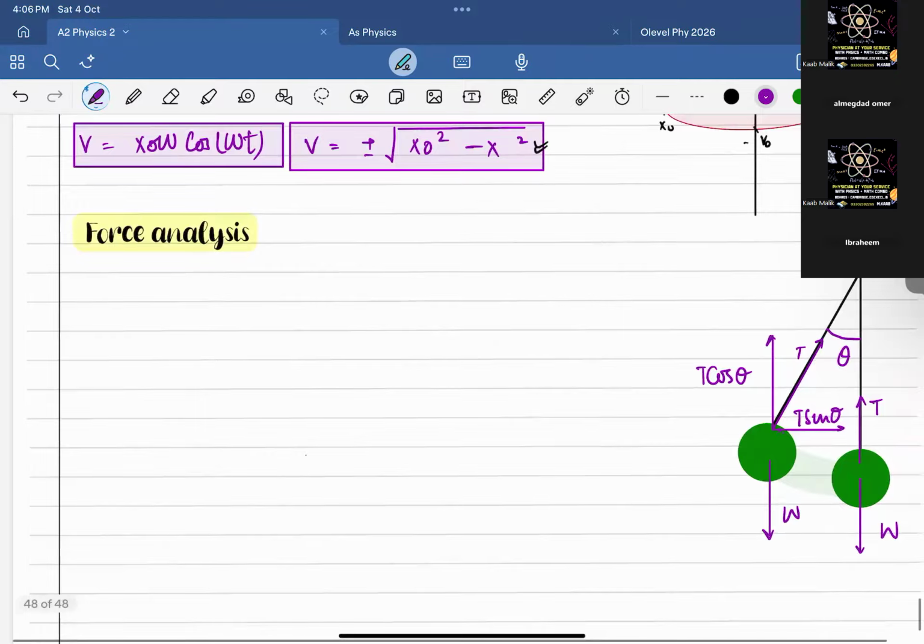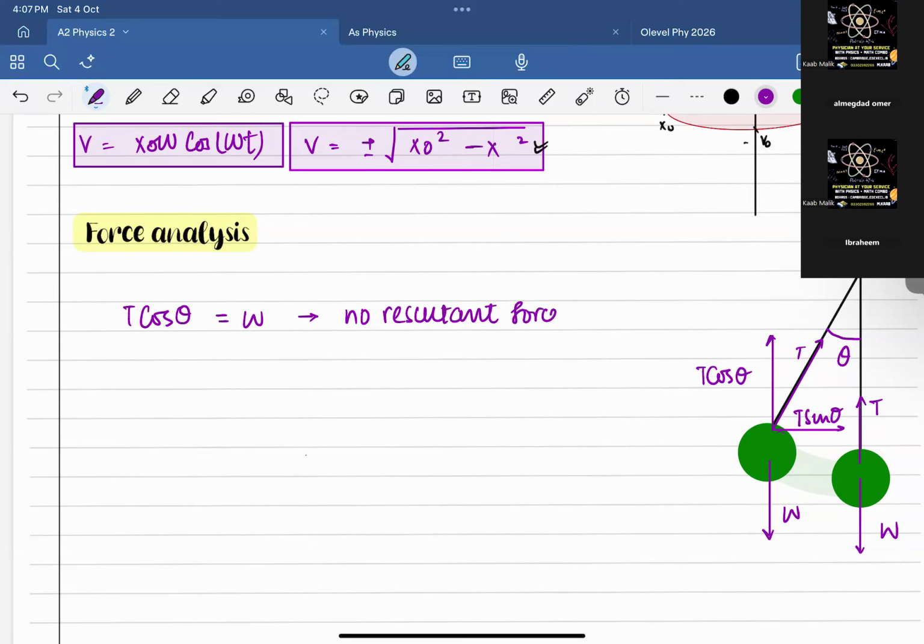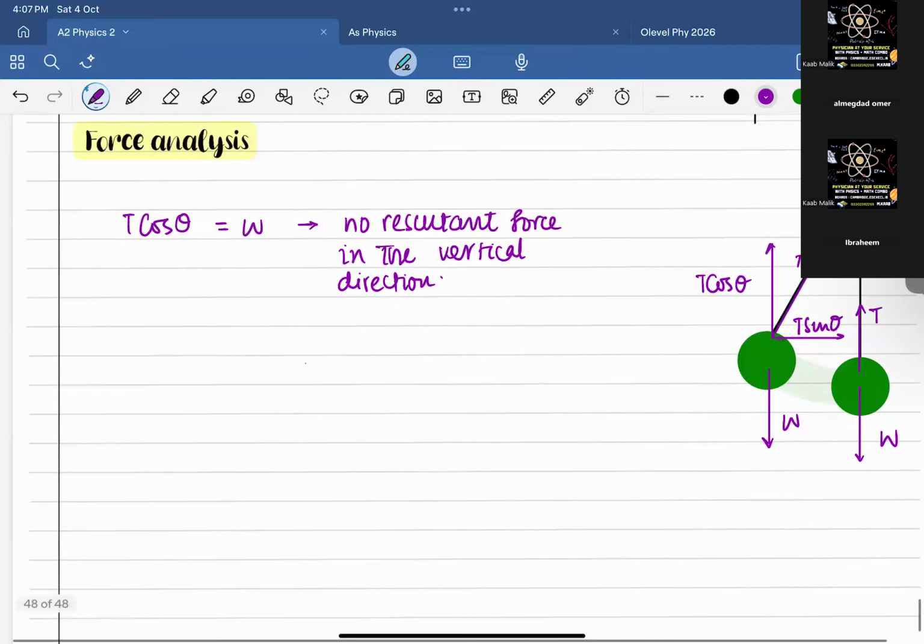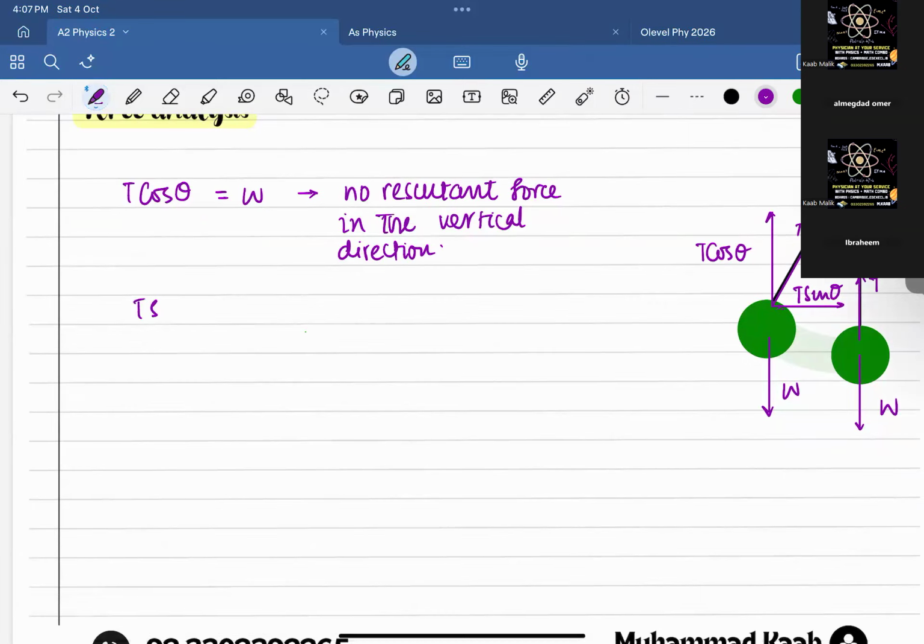So we can say that T cos theta is equal to weight, so no resultant force in the vertical direction. This is the first thing. But there's a force T sin theta, and that is unbalanced. T sin theta, this force is unbalanced.